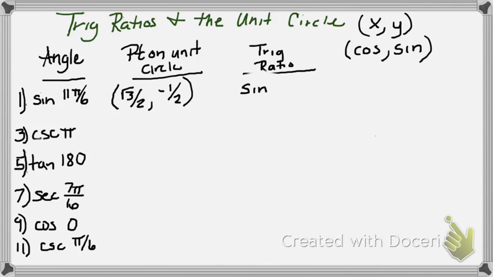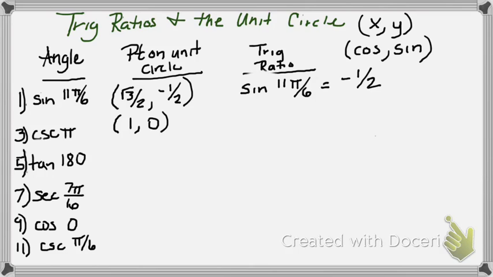Alright, so the sine of 11 pi over 6 is just going to be equal to negative 1/2. And that would be my answer. Alright, moving on to the next one, we have the cosecant of pi. So we're going to look on the unit circle again, and we're going to find out what the coordinates of pi are. The coordinates would be 1, 0, meaning the cosine of pi is 1, and the sine of pi is 0.